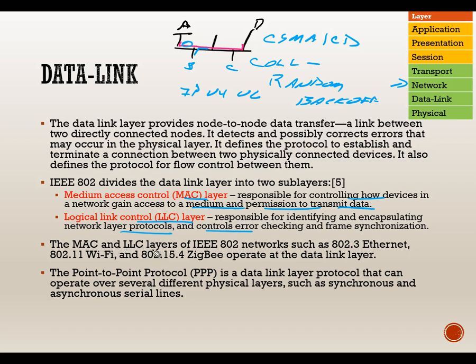The MAC and LLC layers of the 802 networks, 802.3 Ethernet, 802.11 Wi-Fi, 802.15.4 Zigbee, operate at the data link layer. The point-to-point protocol is a data link layer protocol that can operate over several different physical layers such as synchronous and asynchronous serial lines. It's going to be a serial protocol.